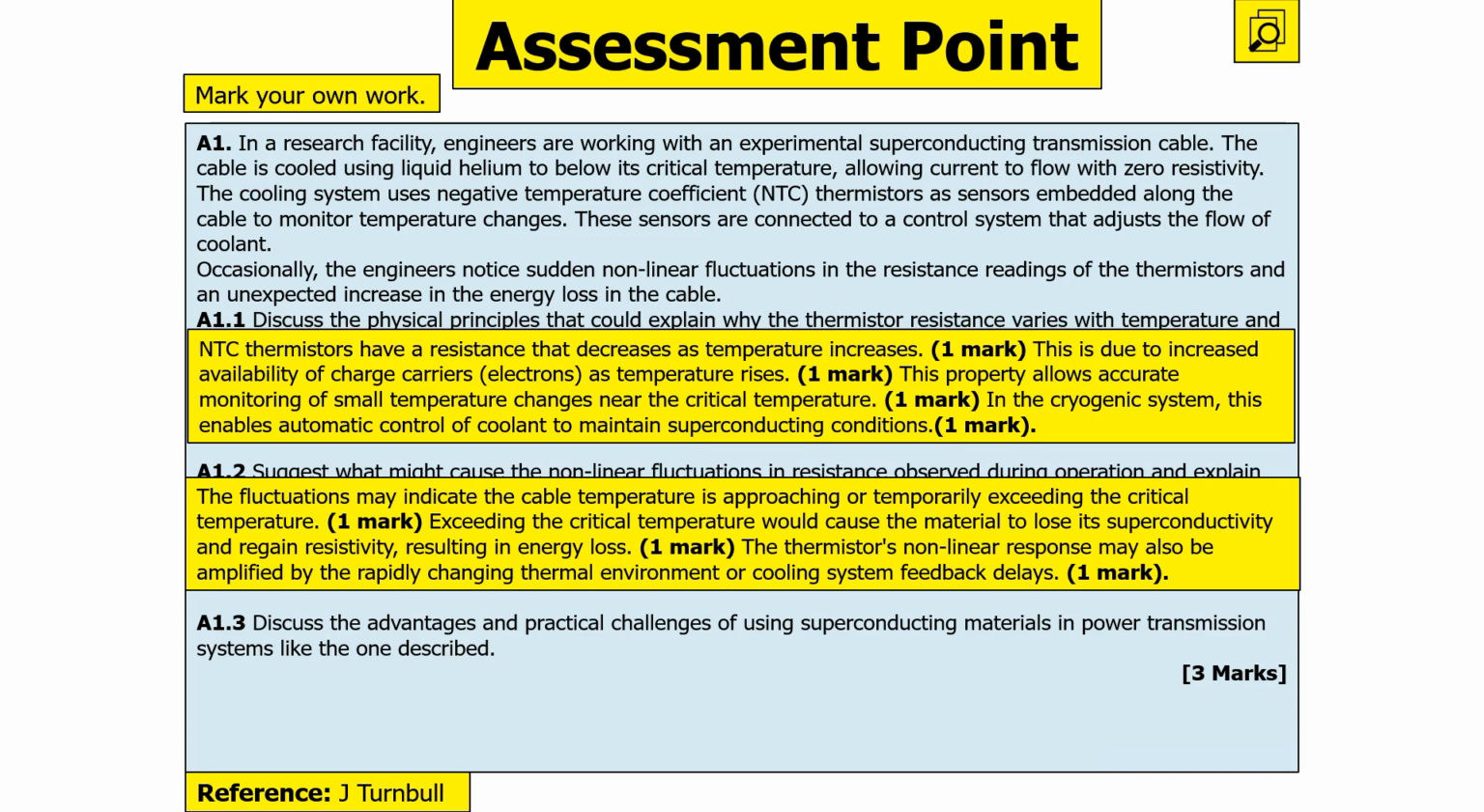Now for the next question, the fluctuations can indicate to you that the cable temperature must be approaching or even exceeding the critical temperature. Now exceeding the critical temperature is important as it will cause the material to lose its superconductivity and again it will regain resistivity, resulting in some energy loss.